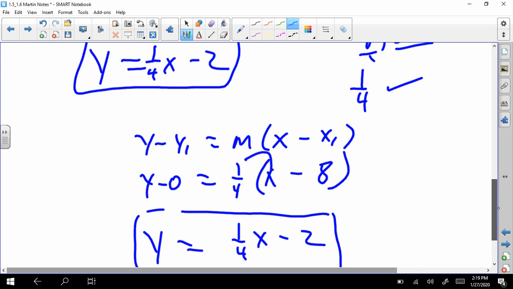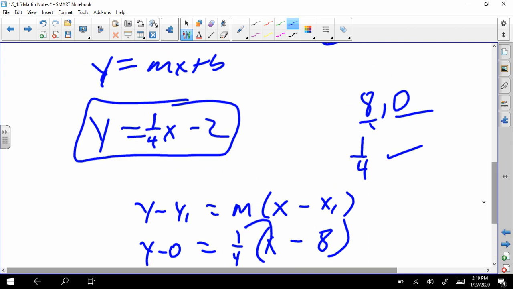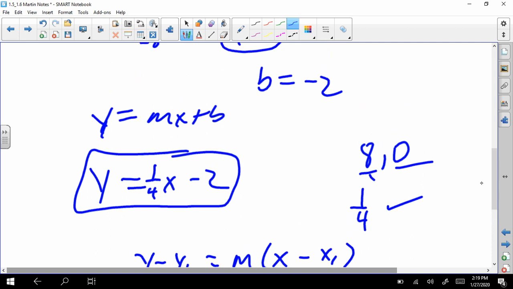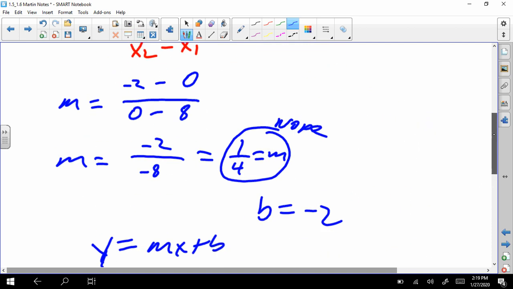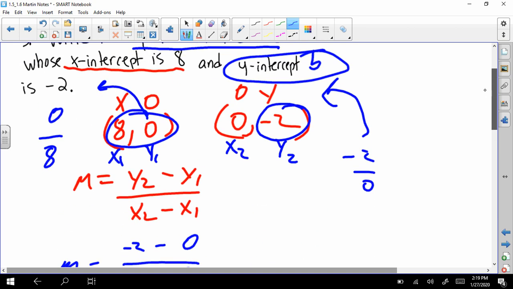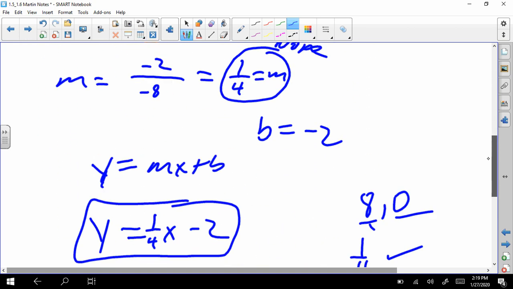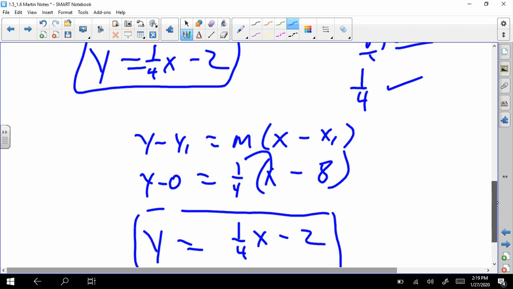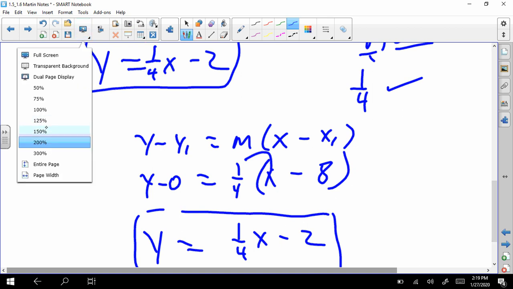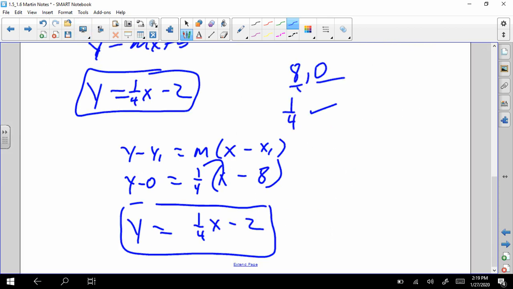Yes, did I get the same equation? I did. Did it take me longer? Yes. Why did it take me longer? Because I wasn't aware of the definition of slope and y-intercept, and I didn't clue into the idea that negative 2 could have been used as my b immediately. Would it still get me there? Yeah, it sure would. But we'd like you to get there in the most efficient way possible. Okay?